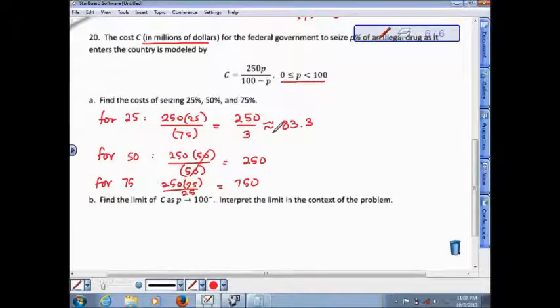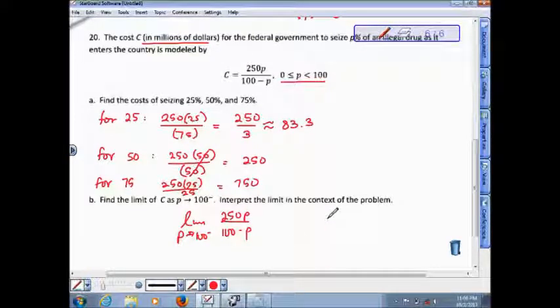This is another idea of a limit at infinity. So what they're asking is to find the limit as p approaches 100 from the negative side. So the limit as p approaches 100 from the negative side of 250 p over 100 minus p. Now, this is not meant to be done analytically. We've done a numerical analysis kind of here, where we've tested some points.